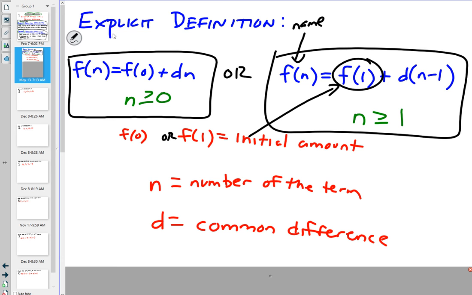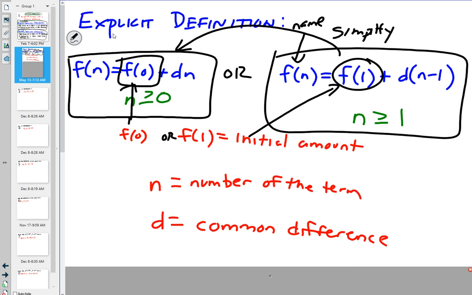But the difference between the two is the parentheses. Here you see a parentheses and here you don't. If you get this form and simplify it, then it would look like the one on the left. But then this f of 0 would be considered to be the initial amount.